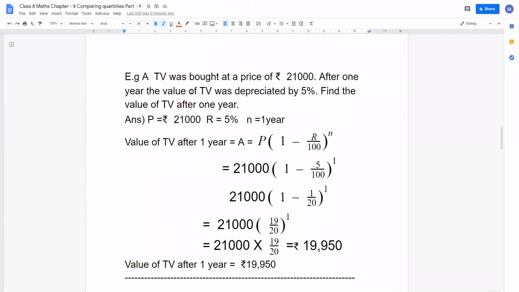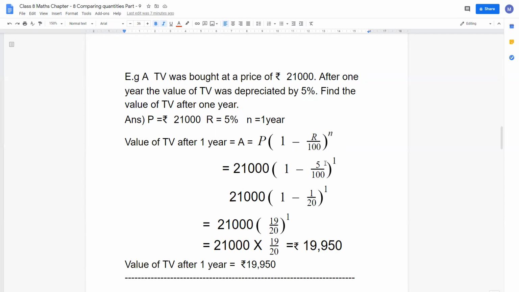See, a TV was bought at a price of rupees 21,000. After 1 year, the value of the TV was depreciated by 5%. Find the value of the TV after 1 year. That is, the TV was bought for rupees 21,000. Then after 1 year, we know that its value is decreasing. That is called depreciation. So the value of the TV was depreciated by 5%. Find the value of the TV after 1 year.